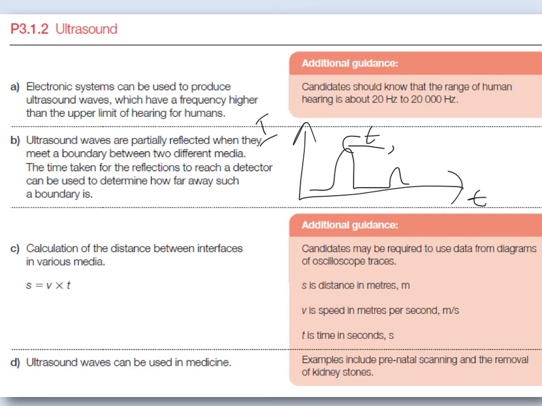To do that calculation, you need to use the equation that's represented here. The equation is s equals v times t, where s is the distance measured in metres, v is the speed in metres per second, and t is the time taken, measured in seconds. You also need to be aware that ultrasound waves can be used in medicine, and you should include the examples that they can be used to destroy kidney stones, and they can also be used in prenatal scanning.